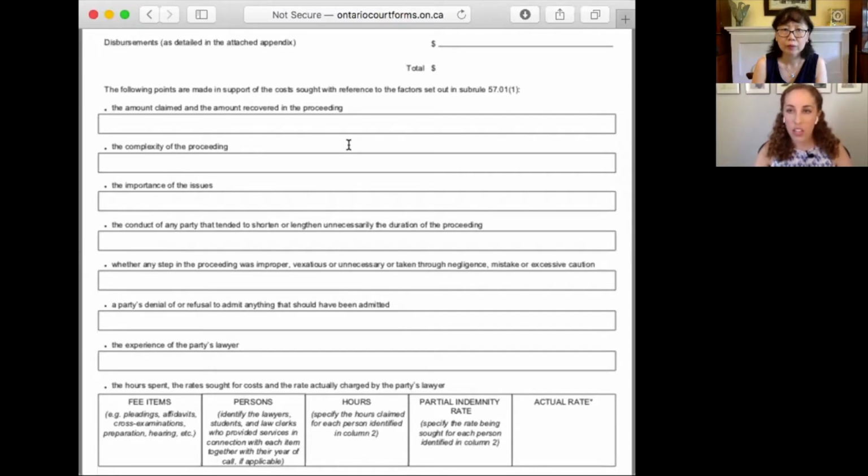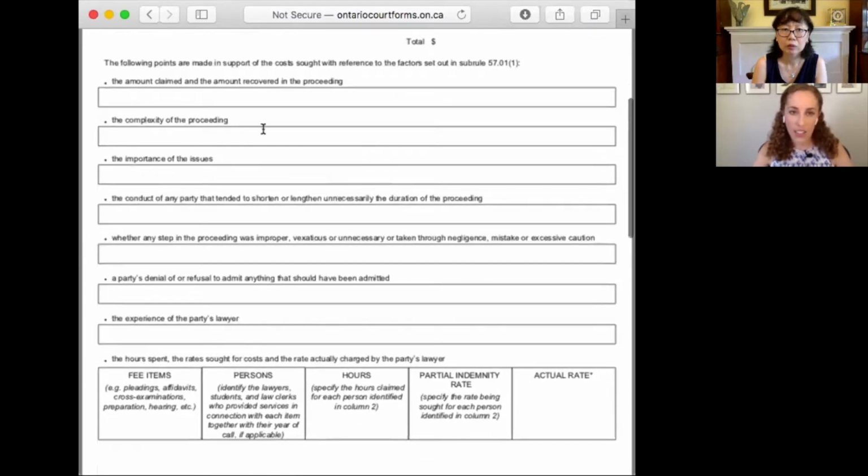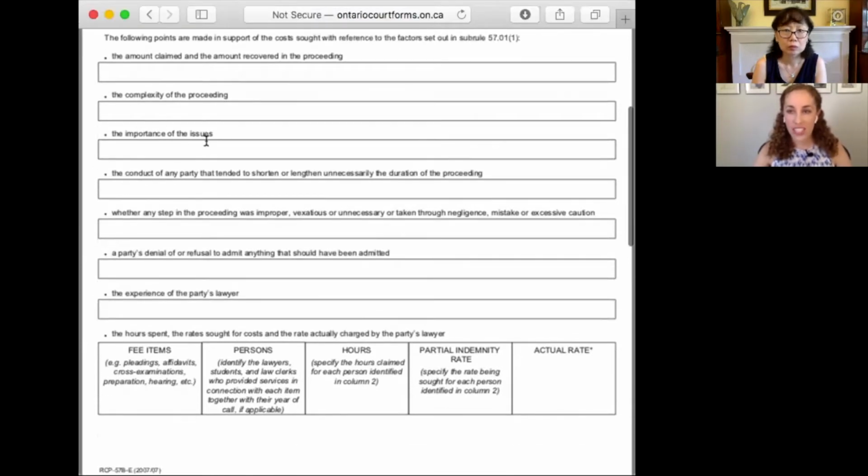But if it's a $1 million lawsuit, then of course you're going to want full productions. And then the complexity of the proceeding, you can talk about how complex the action is, but you can also talk about how complex the motion was. Was it an easy motion? Was it a hard motion? The importance of the issues. So you have to link what the motion is about to the broader issues in the case.